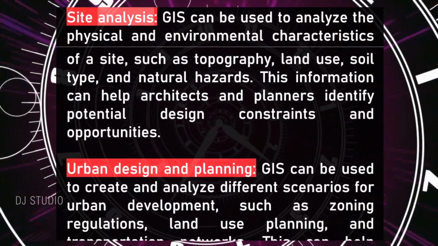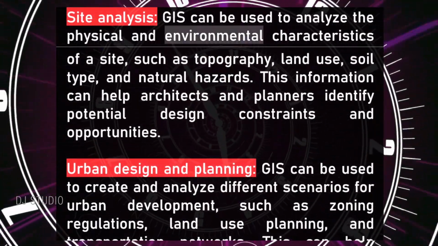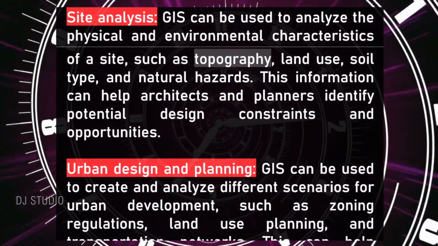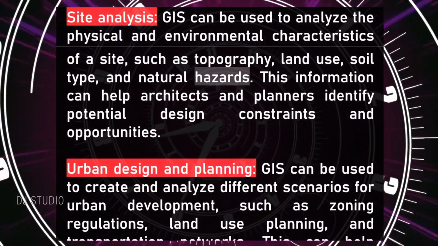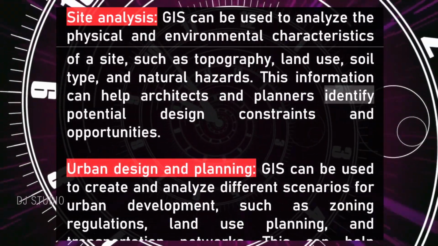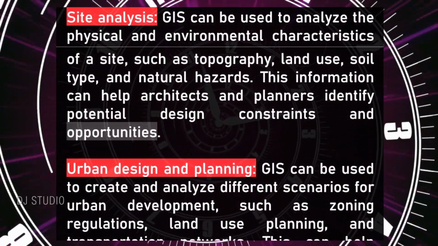Site analysis. GIS can be used to analyze the physical and environmental characteristics of a site, such as topography, land use, soil type, and natural hazards. This information can help architects and planners identify potential design constraints and opportunities.